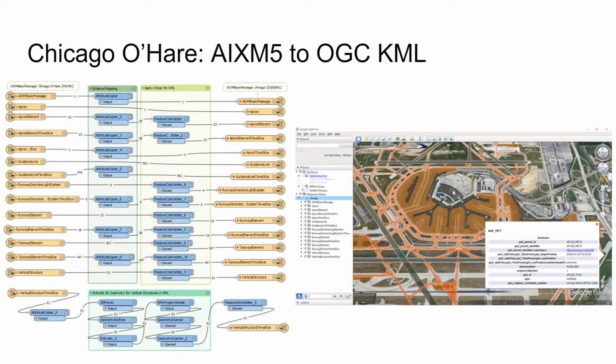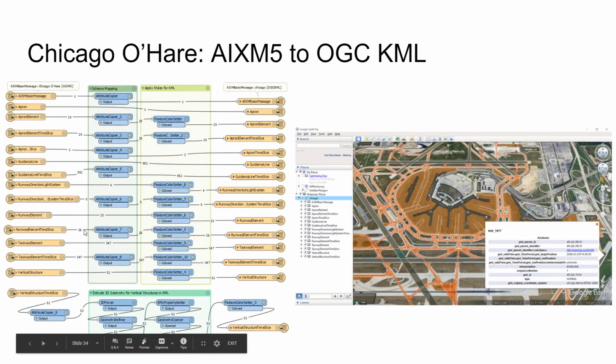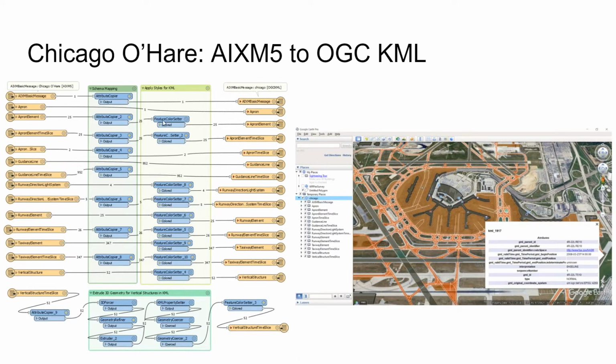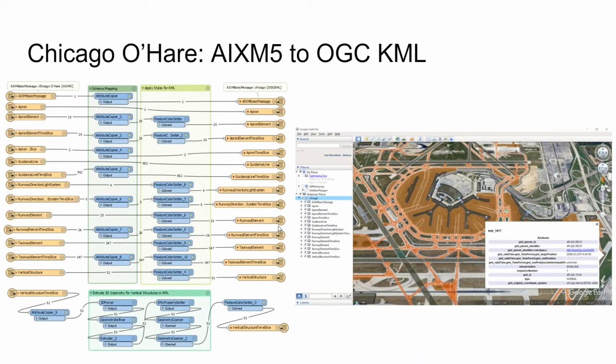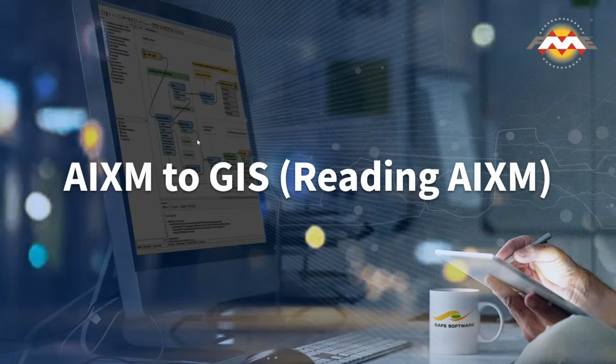This is an updated version of that AIXM 5 to OGC KML workspace for O'Hare. You can see it has the same basic flow: extract the AIXM data, do the schema mapping, apply the styles for the destination. At the bottom, you can see where we handle the 3D extrusion. The data is not actually stored in 3D volumes, so we take the surfaces and extrude those by the elevation to get the actual 3D shapes for KML in this case.